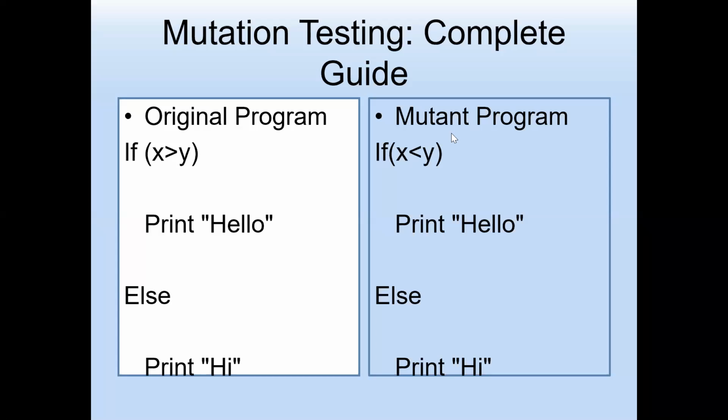Your mutant program says: if x is less than y, then print hello, else print hi. If both give the same resultant, we keep the mutant. So if I execute the original program with x equal to 10, comma, y equal to 20, this is the input domain that I'm having.